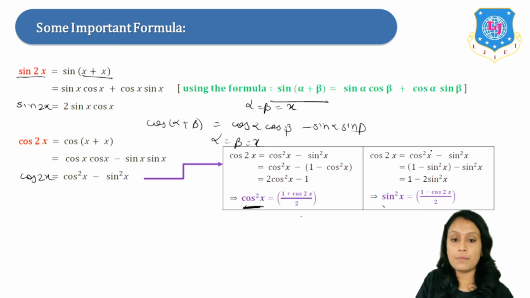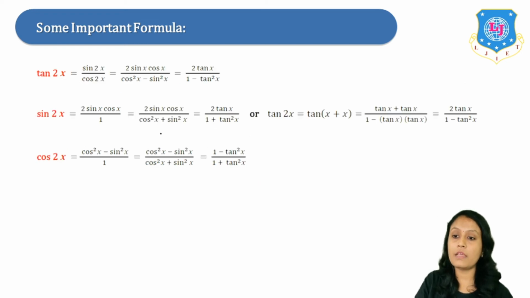Now similarly, in place of cos square x, if you write down 1 minus sin square x, and on simplification make sin square x the subject, you will get the formula as sin square x is equal to 1 minus cos 2x upon 2. Now tan 2x, this we can write as sin 2x upon cos 2x.